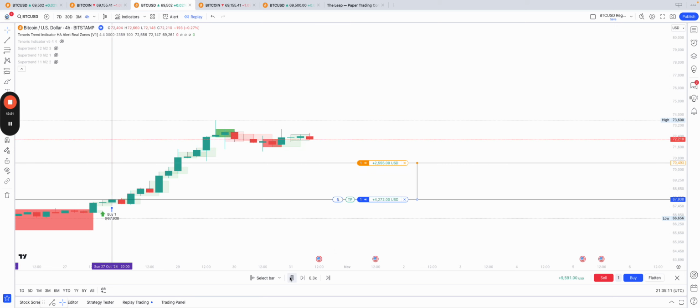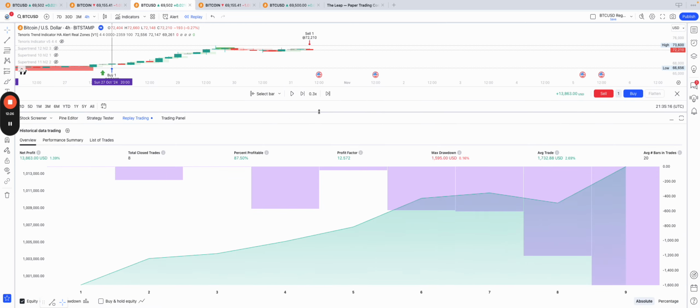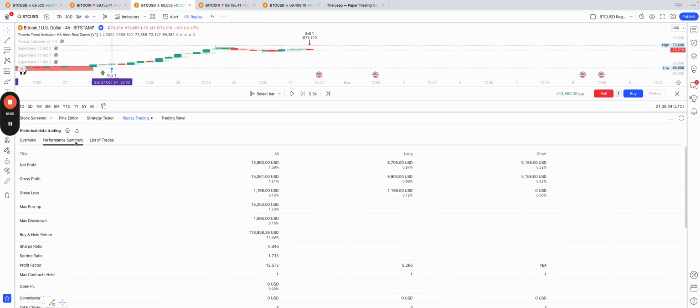Okay, so there we are on the 31st. So let's see how we did in October. Let's take a look. So in October, we did a profit of 13,863. Let's see what percentage that is. Okay, so about 21%. That's pretty extraordinary. You take a look at the performance summary. Our net profit was 13,863.